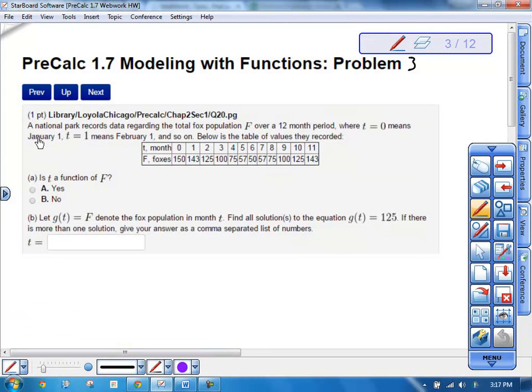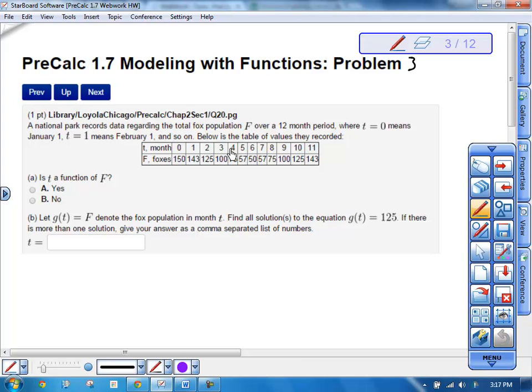All right, next question. It says National Park records data recording the fox population F over the month. So here's January, February, March, April, May, and so on. Is t a function of f? Okay, now at first that threw me off because I thought it was saying is f a function of t? You know, is the y a function of t? That passes the vertical line test, right? This data, as we would graph it, passes the vertical line test. But it asks, is t a function of f?